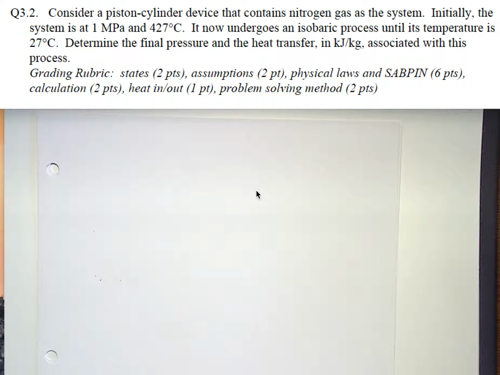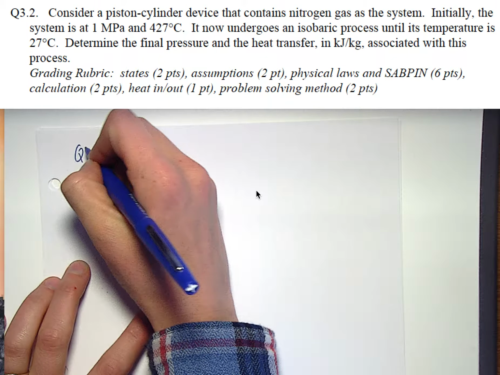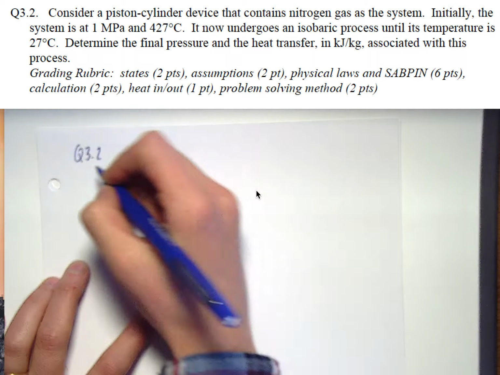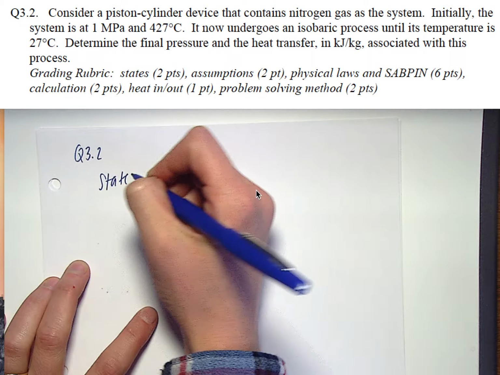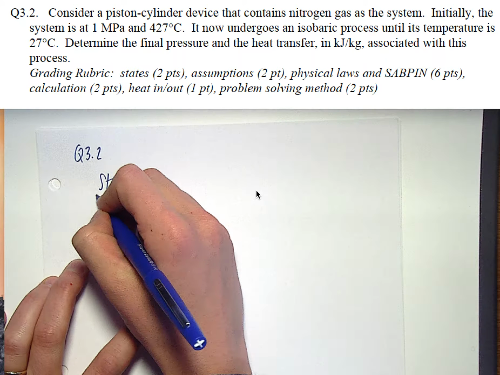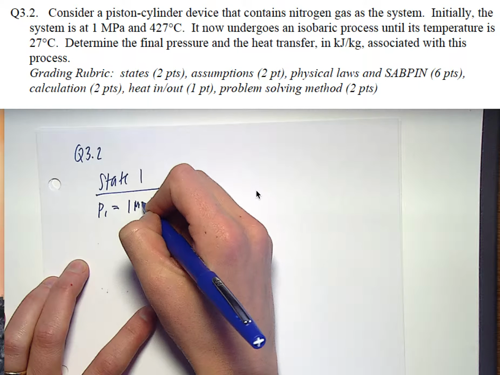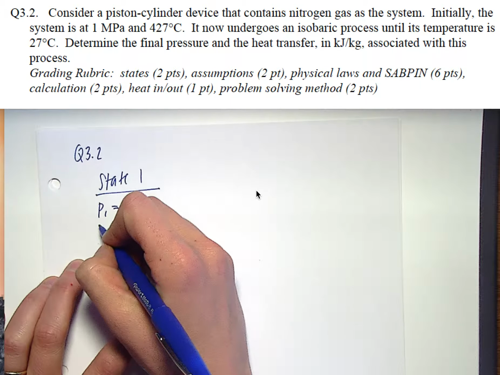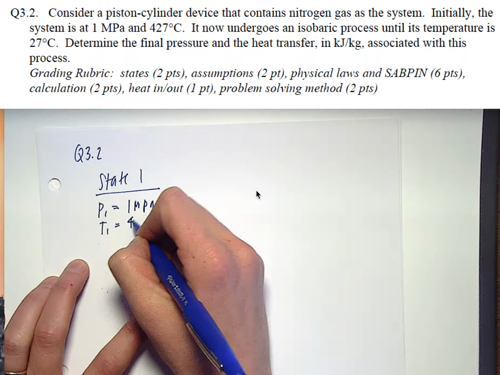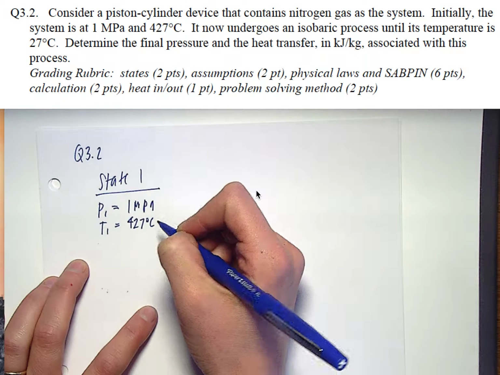All right, I'm going to be doing the solution to the second problem of the quiz. So I have the problem statement up here. Consider a piston cylinder that has nitrogen gas, and then it gives some information about the states. So we're going to start off by writing out the state information. It says initially the system is at 1 megapascal, and the temperature is 427 degrees C.